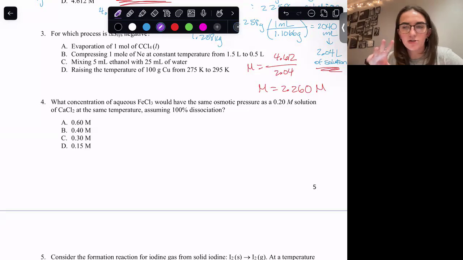And then someone asked, is concentration the same as molarity? Yes, concentration and molarity are the same. For practice questions, I would say your Alex homework is pretty similar, and then the end of chapter questions in your textbook.